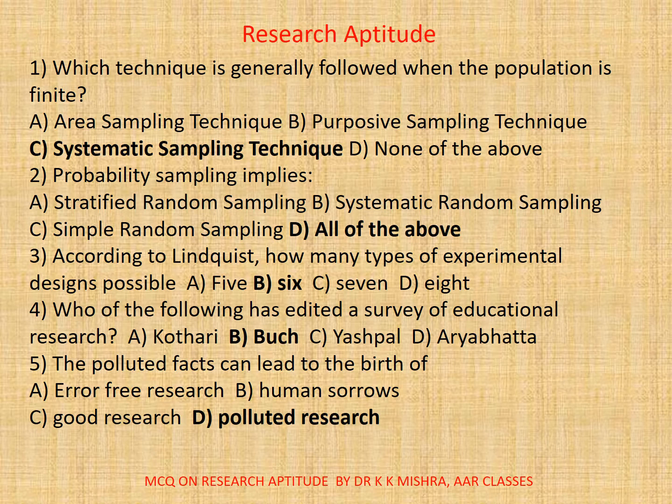A. Area sampling technique. B. Purposive sampling technique. C. Systematic. Or D. None of the above. Correct option is C. Systematic.